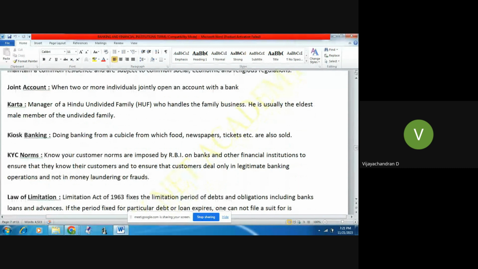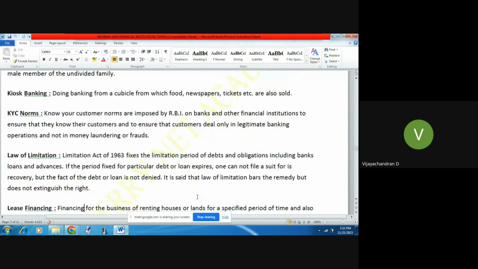KYC, yes. Know your customer. Periodically you have to submit the report. For pensioners, it is the norm. Know your customer, for any network, you have to update your account. That is known as KYC, know your customer.